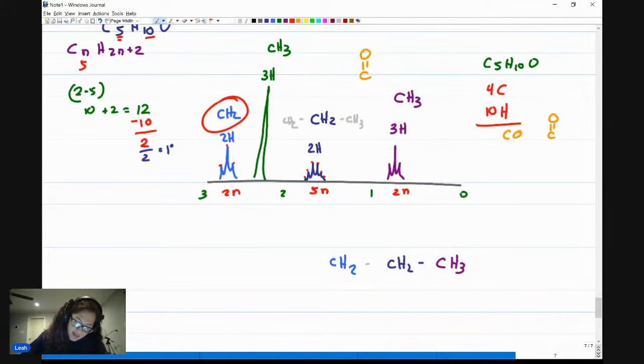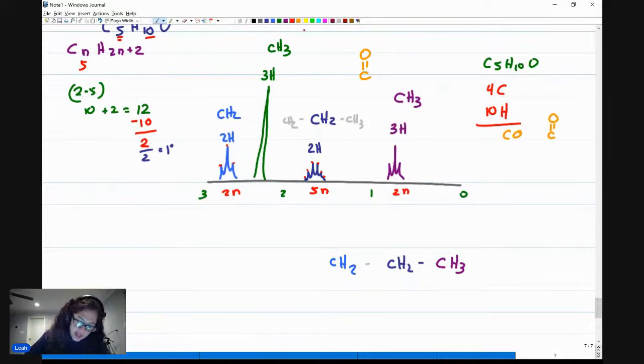And can we say that if this has only 2 neighbors, the 2 neighbors would be a CH2? Well, we know that the CH2 is attached to the CH2. So the 2 neighbors are right here. This CH2 has 2 neighbors. This CH2 has 5 neighbors. That's how we know the colors are correct.